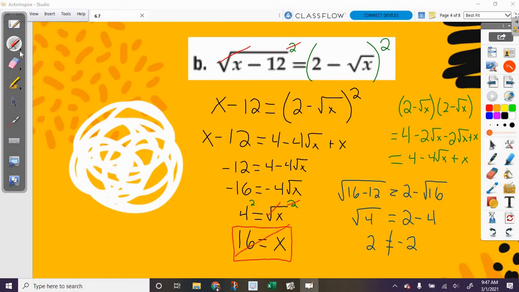Well, if I only have one solution and that solution doesn't make my equation work, we're just going to say that we have no solution. Sometimes you might have more than one solution, and if that's the case, sometimes one solution will work and one solution won't, and you'll just have however many you have that work. In this case, since we only had one solution and it didn't work, then there is just no solution.